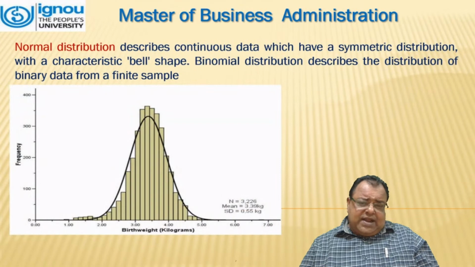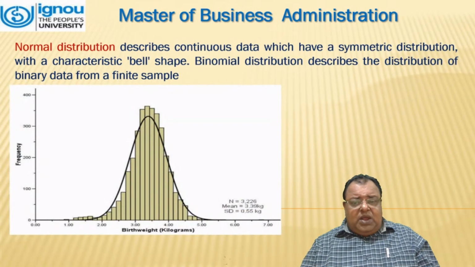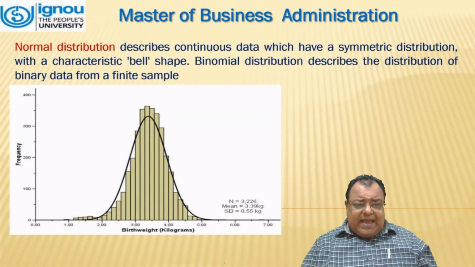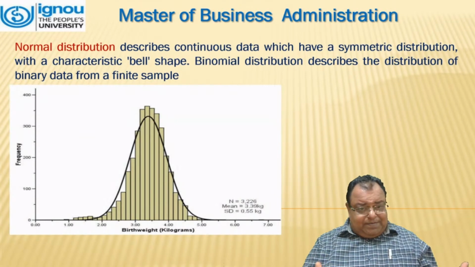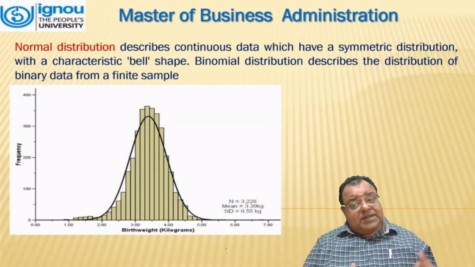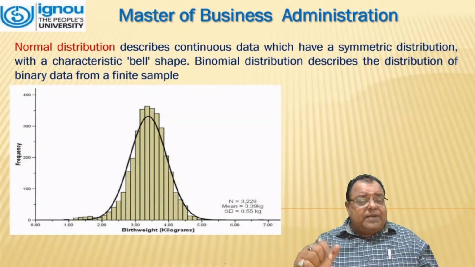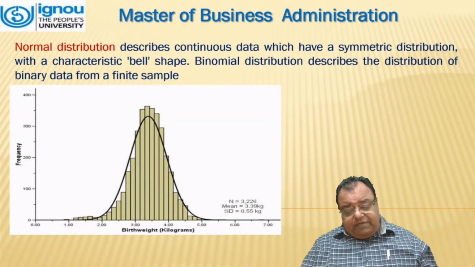Normal distribution describes continuous data which have a symmetric distribution with a characteristic bell shape. Binomial distribution describes the distribution of binary data from a finite sample. This is basically a bell-shaped normal curve.